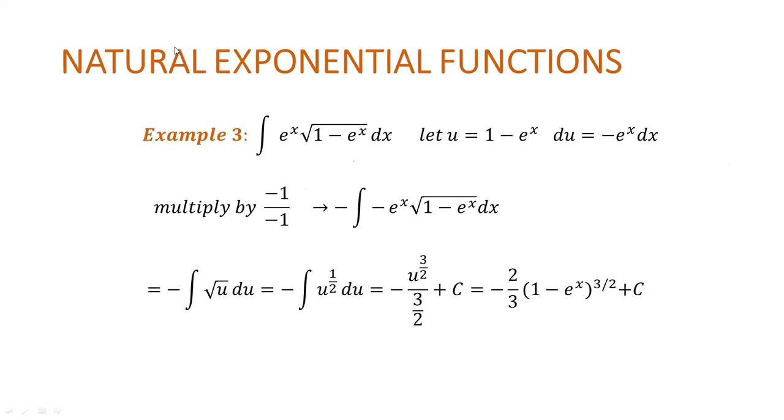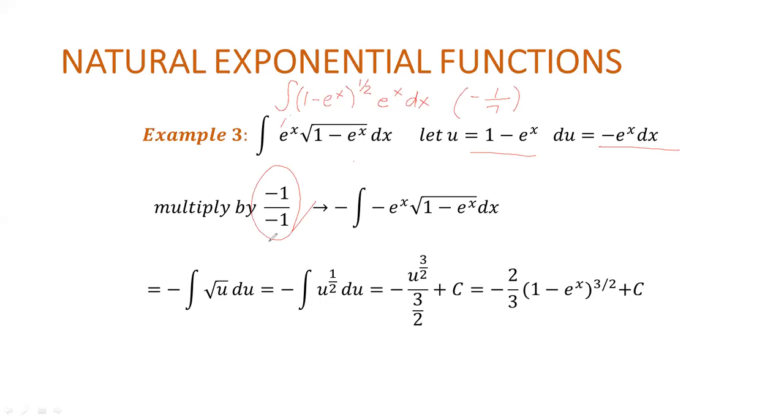This one, e raised to x square root of 1 minus x. If you set this as the u, so you have the square root of 1 minus e raised to x. Your du, in this case, is negative e raised to x. Now, remember that this has an exponent of 1/2. This could be written as the integral of 1 minus e raised to x, raised to 1/2, times e raised to x dx. Actually, what you lack is just the negative here. So you will multiply by negative 1 over negative 1.